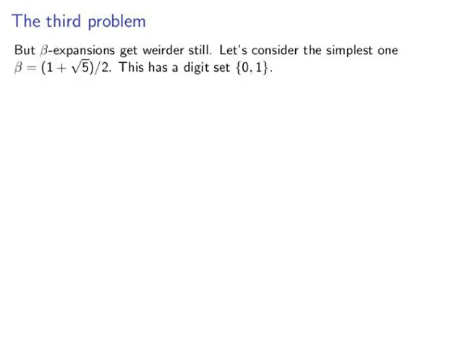So now we know what betas we can use, and we know what digits we can use. But as it turns out, beta expansions get weirder still. There's another problem that comes up. Let's go with a very simple example, beta being the golden ratio, (1 plus square root 5) all over 2. This has the digit set 0, 1.